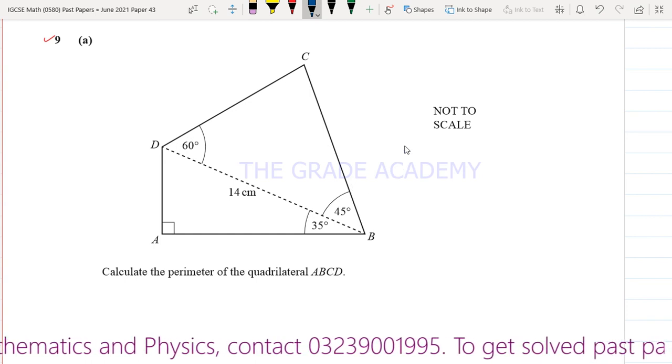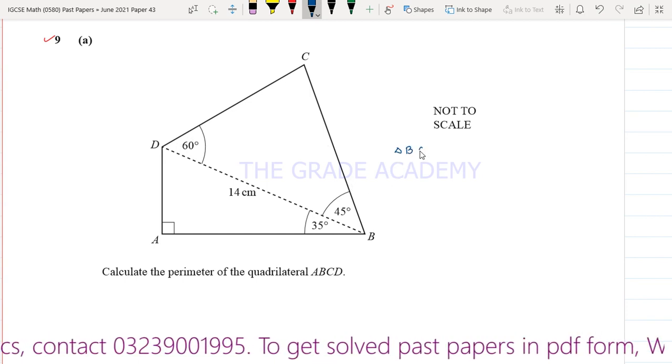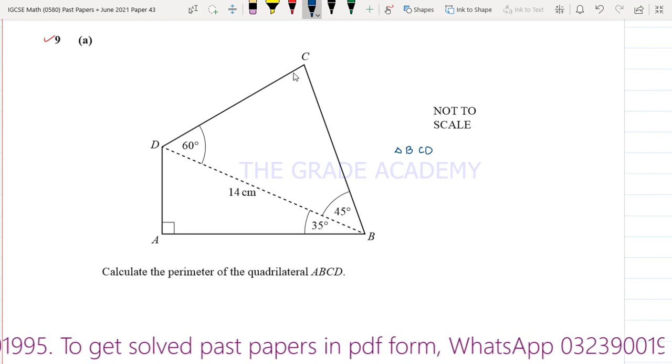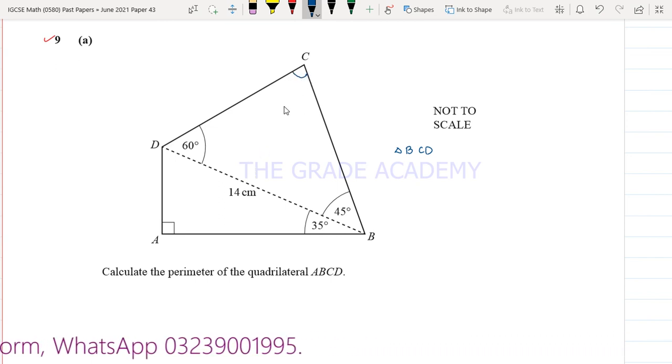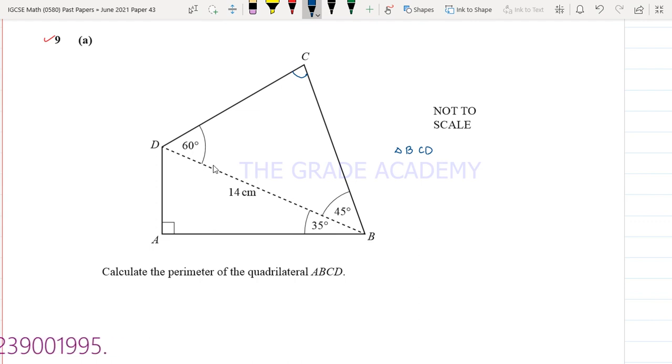So from this triangle, triangle BCD, first of all, let us calculate this angle, the angle C. So this can be easily calculated by subtracting the sum of these two angles from 180. So here the angle C will be equal to 180 minus the sum of the angles 60 and 45. So this is equal to 180 minus 105, so which is equal to 75 degree.